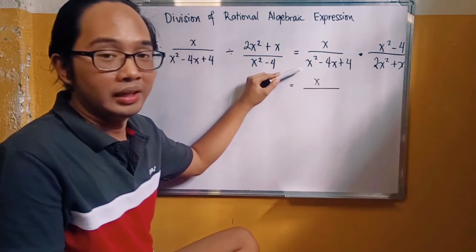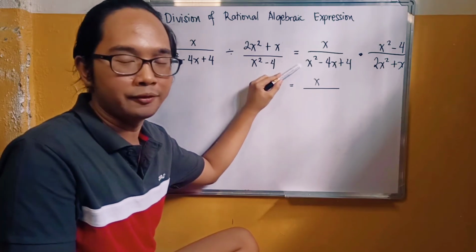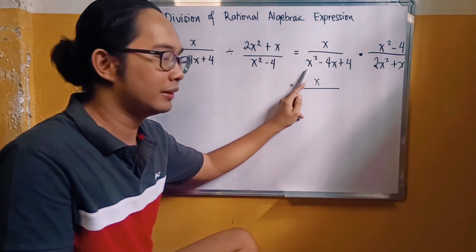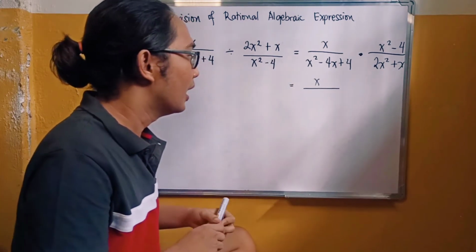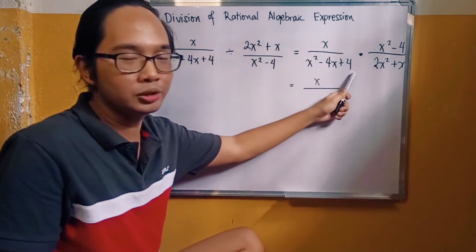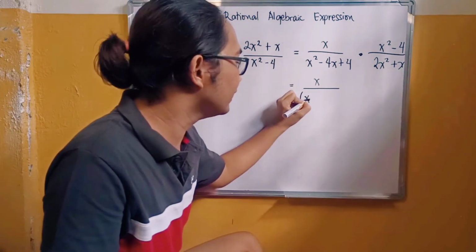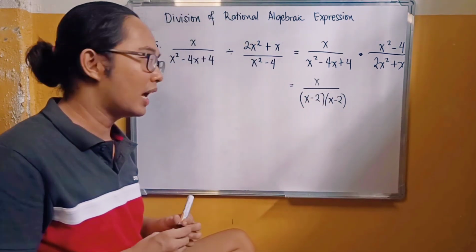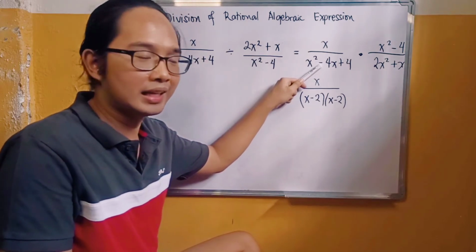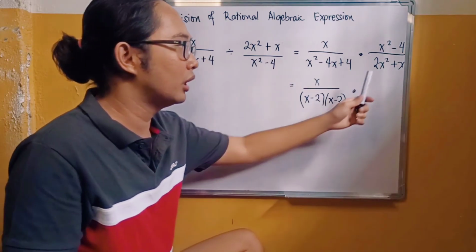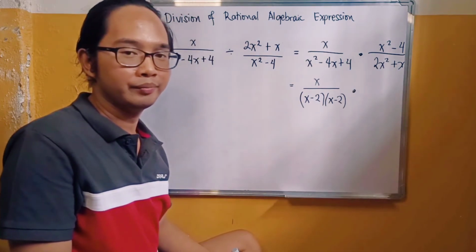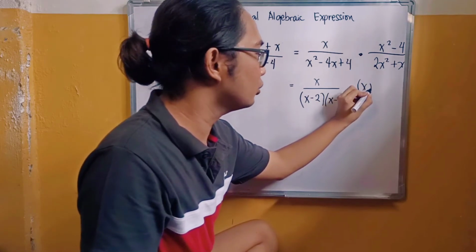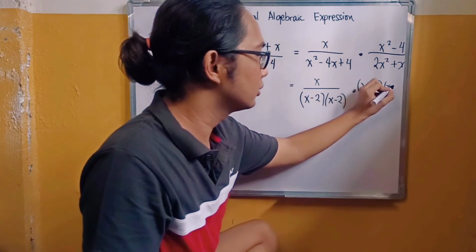Just copy x and then factor out x squared minus 4x plus 4 by using perfect square trinomial. Bakit? Dahil may square root si first term at si last term. Ang square root ng first term ay x at ang square root ng last term ay 2. We have your x minus 2 multiply by x minus 2. Paano naging minus? Dahil nagbase tayo sa sign ng ating middle term. Anong factoring method naman ang gagamitin natin sa x squared minus 4? Tama, gamitan natin ng difference of two squares. So we have your x plus 2 multiply by x minus 2.